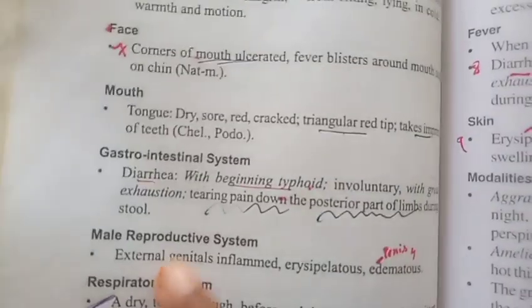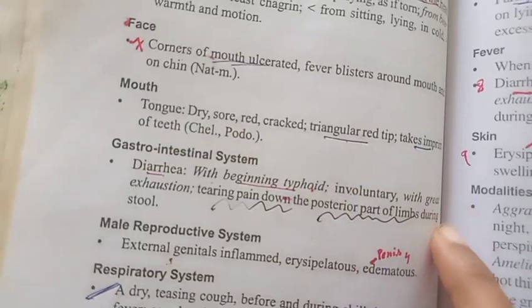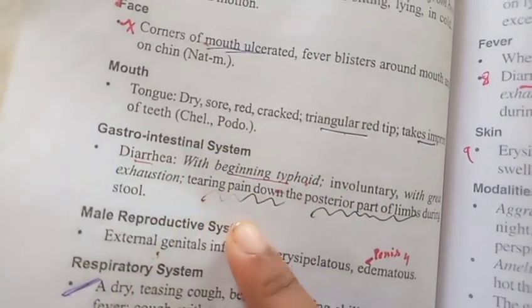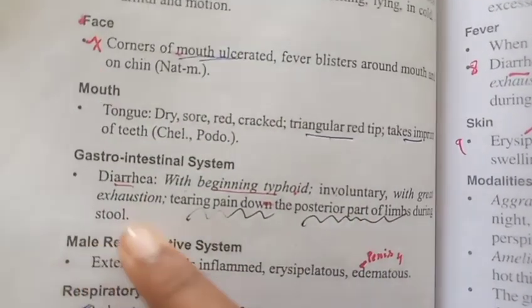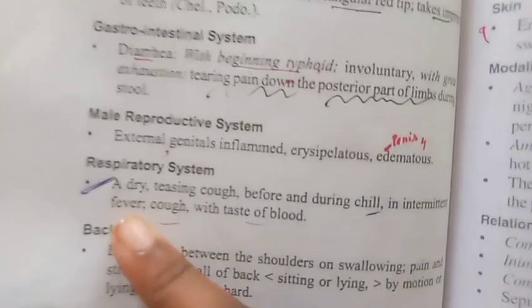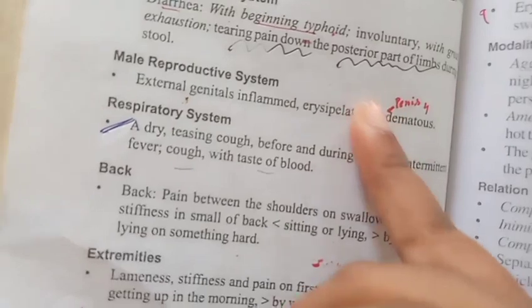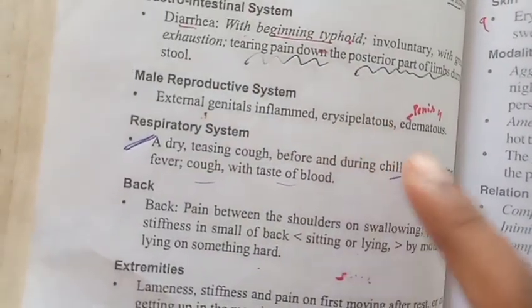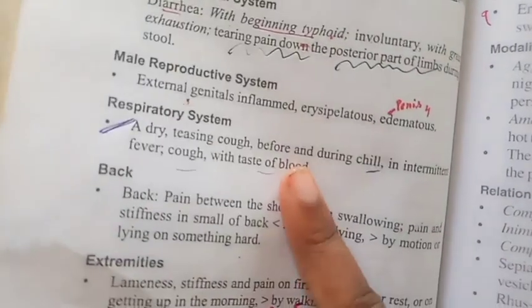Now diarrhea. The character is involuntary diarrhea with great exertion. Causation due to typhoid. Sensation: tearing pain down the posterior part of the limb during stool. General modality is also indicated in diarrhea. Then male external genitalia is inflamed, erysipelatous and edematous. You can see, because its pathogenesis is to produce serous discharge, effusion and edema, that's why there will be edematous growth.